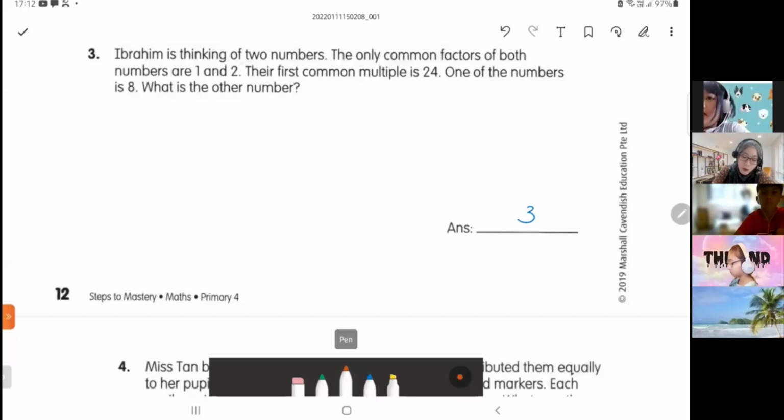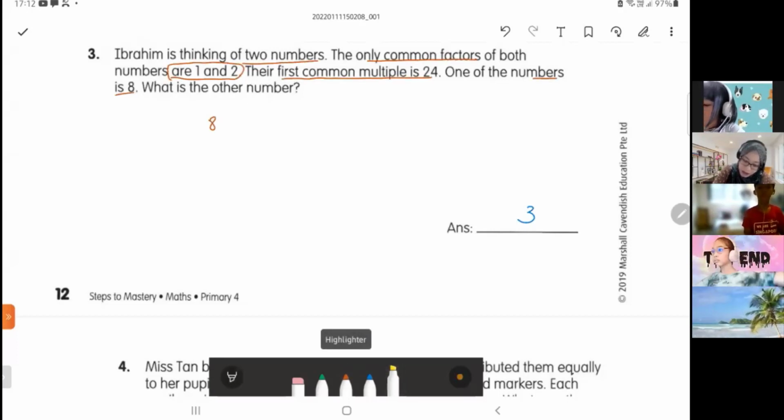Ibrahim is thinking of two numbers. The only common factors of both numbers are 1 and 2. The first common multiple is 24. One of the numbers is 8. What is the other number? So I have two numbers. I know that one of the numbers is 8. I want to find the other number. The common factors they have are 1 and 2. The first common multiple is 24.